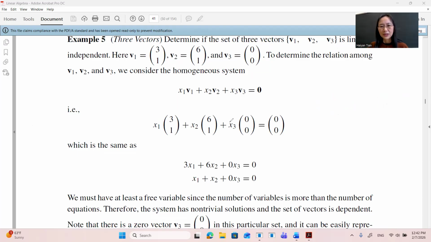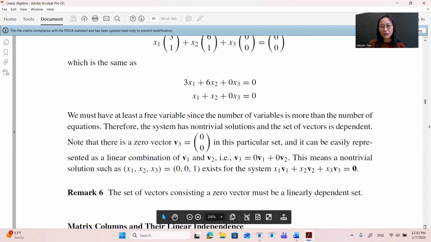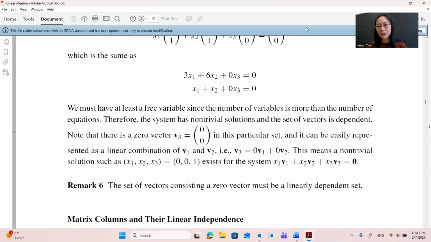So as we can see, when this is a 1, then we can represent the 0 vector in terms of the other 2 vectors. So this is a property. From this example, you can just remember that it is always true. We can generalize this result. That means if you have a set of vectors, and the set consists of the 0 vector, then the set must be a linearly dependent set.